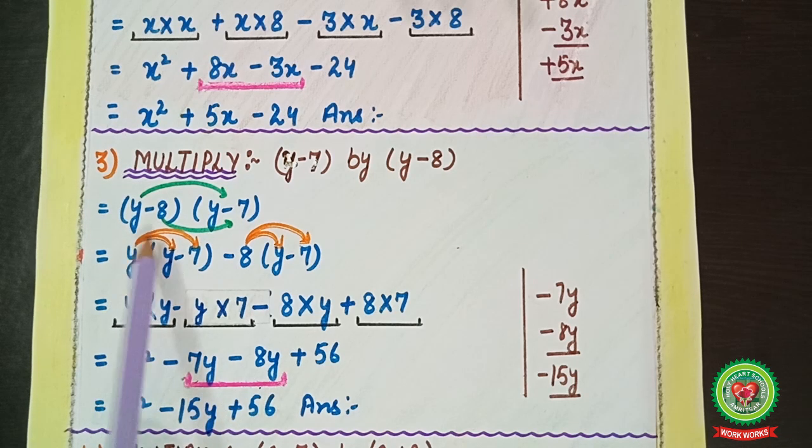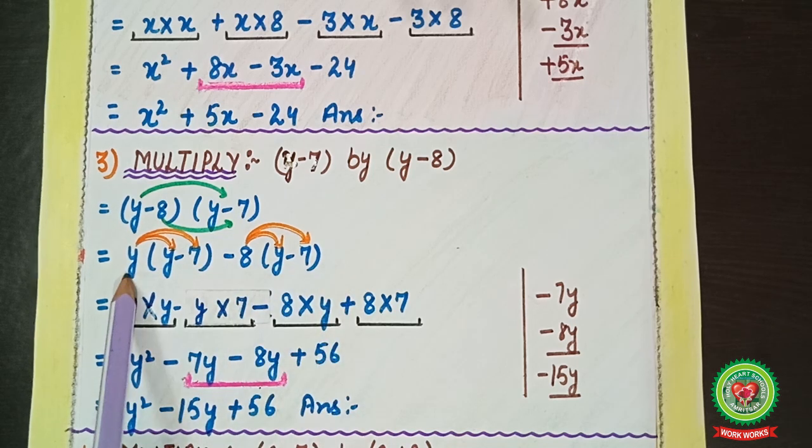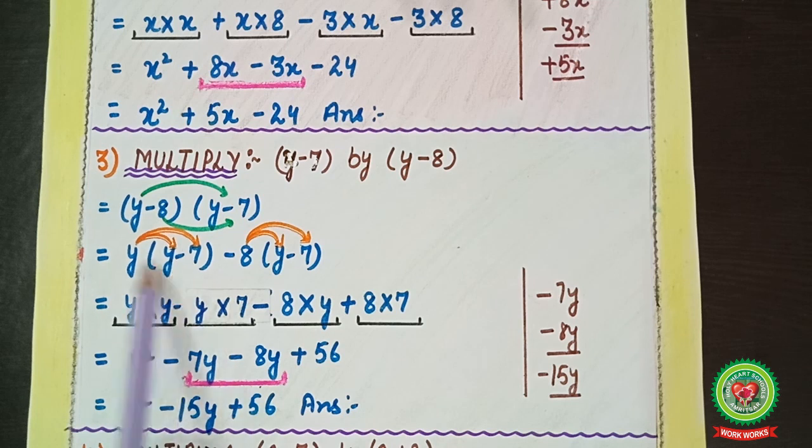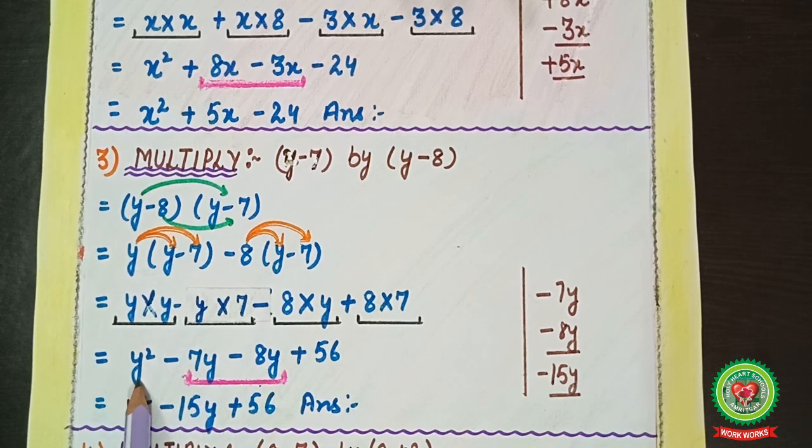So here y multiplied by y minus 7, minus 8 bracket y minus 7. So here you will write y multiplied by y, minus y multiplied by 7, minus 8 multiplied by y, and outer sign minus, inner sign will be changed. So here you will write plus 8 multiplied by 7. Now y multiplied by y is y square, y multiplied by 7 is 7y, minus 8 into y is minus 8y, plus 8 into 7 is 56, right?